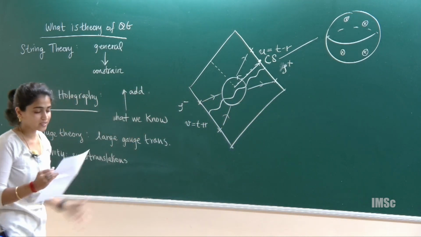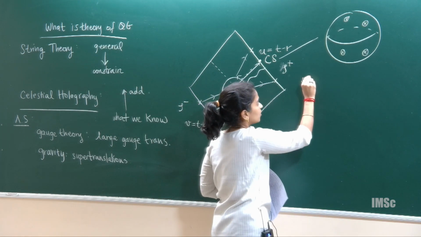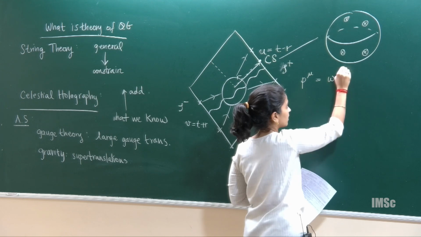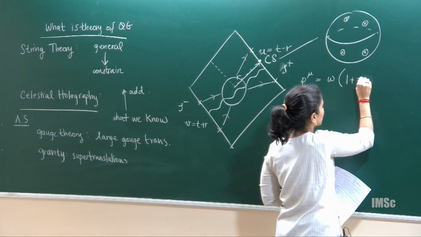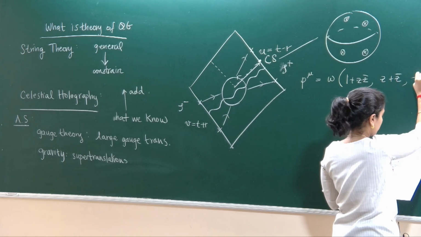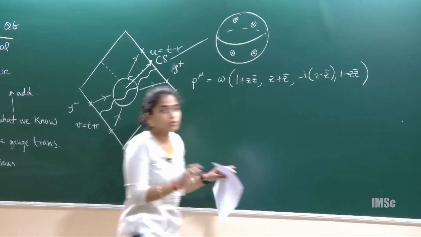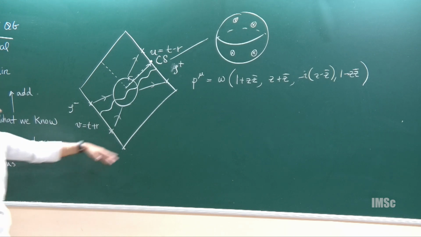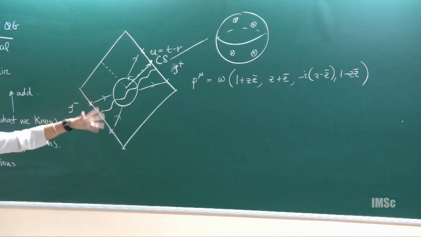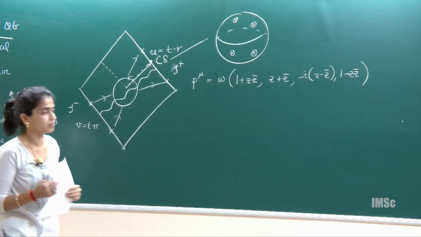And the final piece of the puzzle that you need is that if I write down my momentum, conveniently, as omega, where omega is an energy, times (1 plus z z bar, ...). So I've chosen a convenient parameterization, and this is a massless momentum, so p squared is 0. I can write down a massive momentum as well. It just looks different. But for this particular discussion, I won't concern myself with massive particles. I'll only concern myself with massless particles.